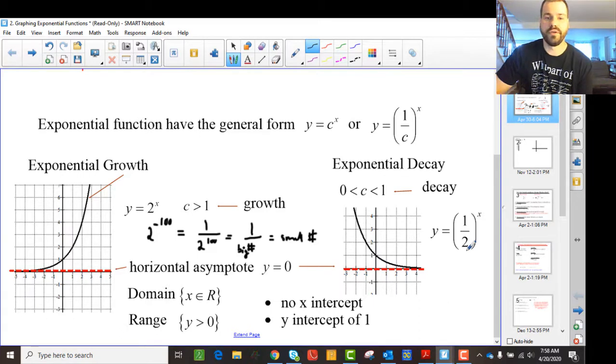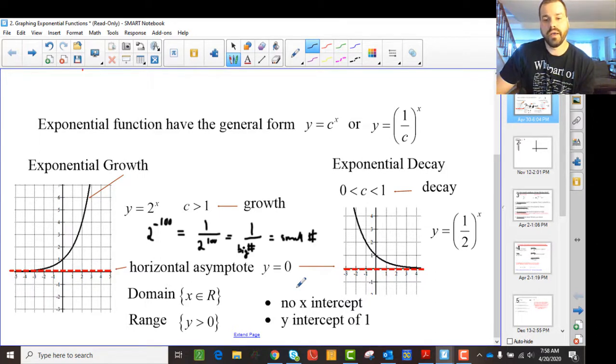So a couple of basic features. One is that horizontal asymptote. The other one is that because they don't ever touch 0, they don't ever go negative either. And so the range is that y is just greater than 0, and it also means there's no x-intercepts. So those are 2 things that are important to recognize.